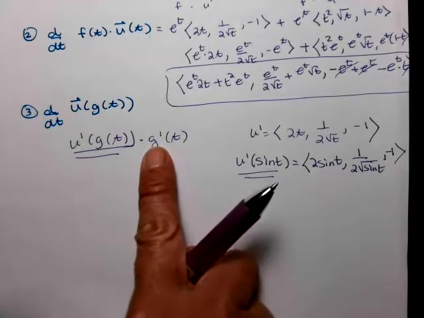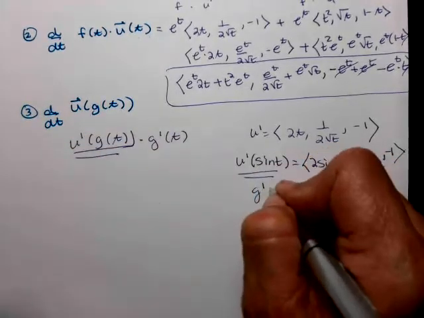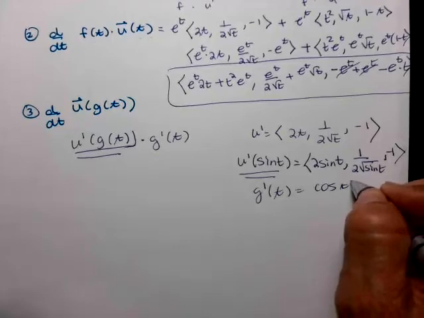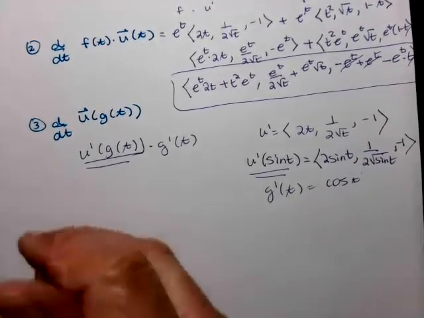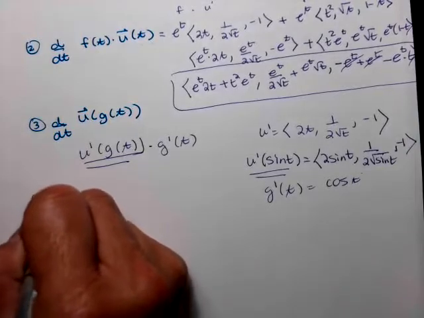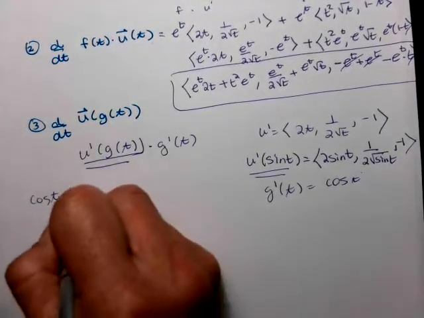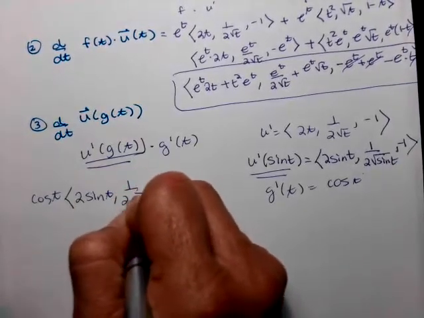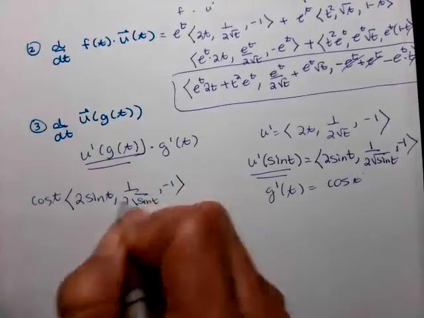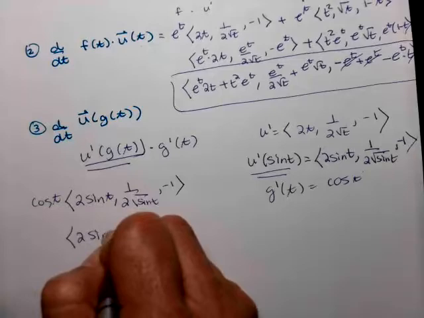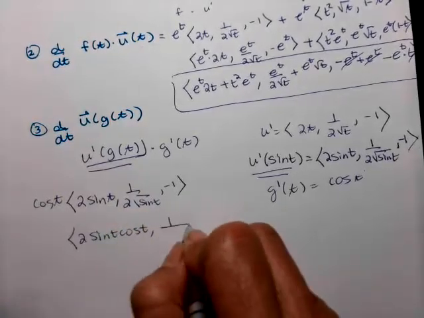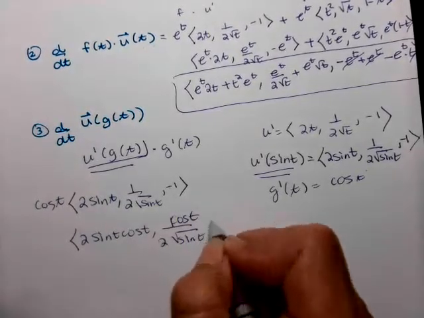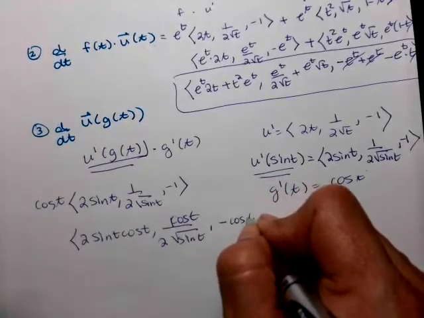Okay, and now I need g prime. So what's g prime? So that's the derivative of sine, and the derivative of sine is cosine t, of course. So now we multiply those two together. So I have cosine t multiplying in to 2 sine t, 1 over 2 square root sine t, and negative 1. So that will be 2 sine t cos t, cosine t over 2 square root sine t, and finally negative cosine t.